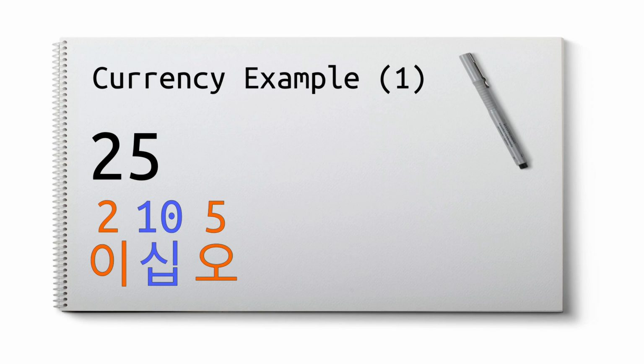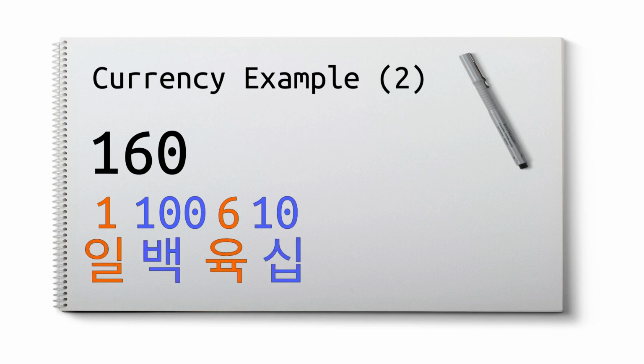So 25. Next example is 160. So start with the first number, which is 1, and then the digit of number 1 is 100. And then next one is 6, and the digit of 6 is 10. So you're gonna say 1, 100, 6, 10, which becomes 160. In colloquial speech, we omit 1 as a number. We only say the digit after 1. So which becomes 160.